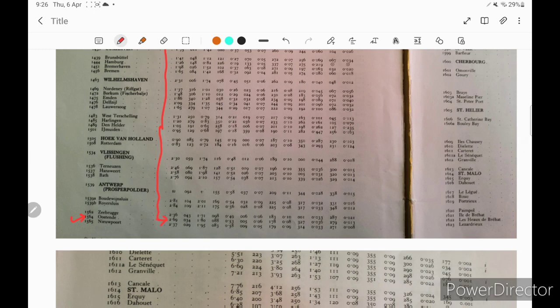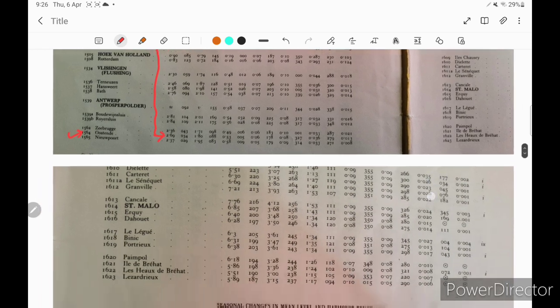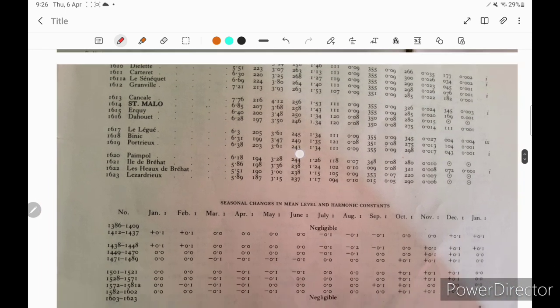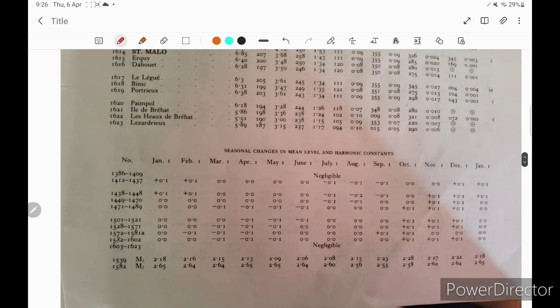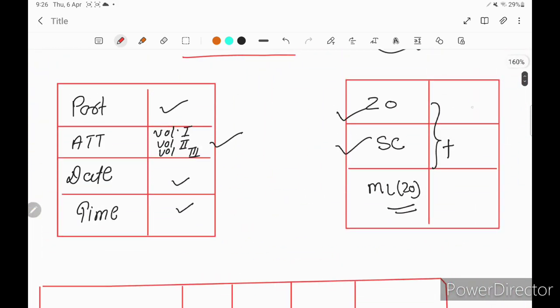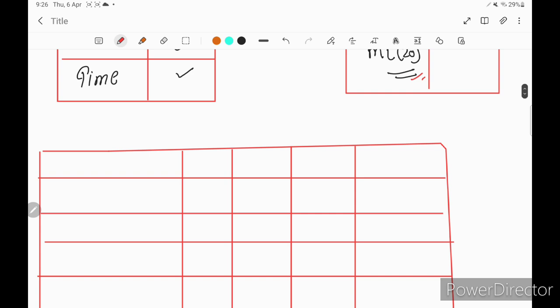You see 2.69. Now the seasonal correction: from where will you get it? On the next page, go to the same 1564. Coming between here, whatever month is given, you have to take the value from there. This is the month, and according to that you take the value. So now you know from where we get these two values, and you have to add them and you will get MLJ.